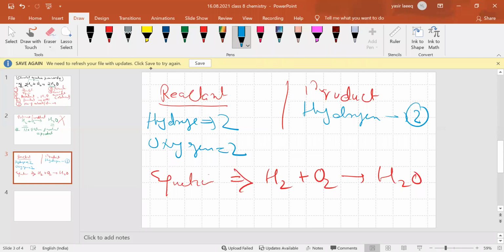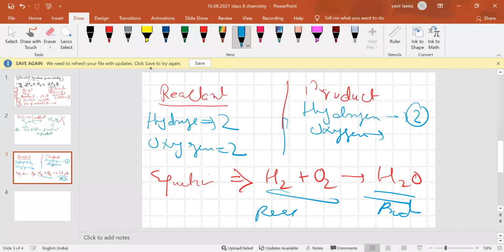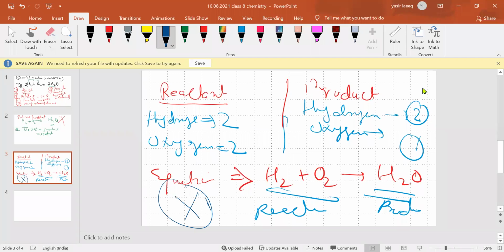2 and oxygen is, just tell me, how much oxygen is there? Beta, there is one. This is product, and this is reactant. Oxygen is 1 only. Yes, beta, it's 1. Is it clear till now? Yes, sir, it's clear. Okay, so it is not balanced.